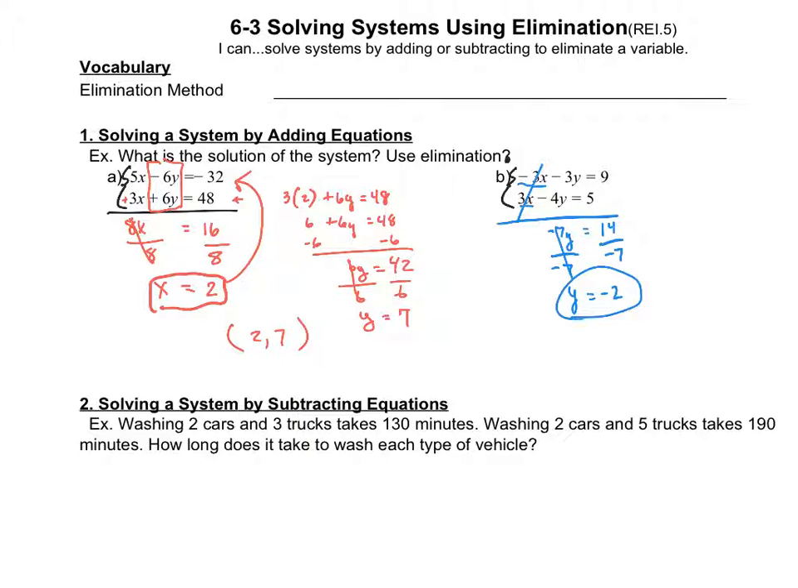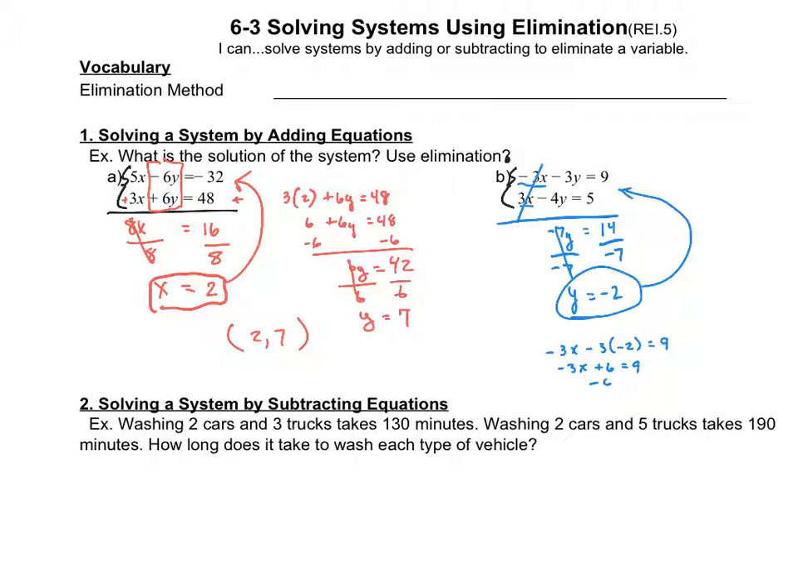Taking the value of y, plugging it back into one of our equations, it doesn't matter which equation you use, I have -3x minus 3 times -2 equals 9. So -3x plus 6 equals 9.